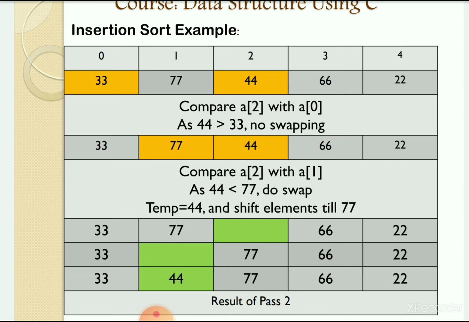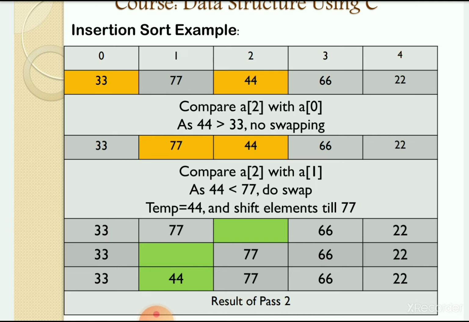Don't do the swapping actually. We are shifting the elements one place right. Look at this, I have shown it in green. 44 we store in a temporary variable and shift the elements till 77. We compare 44 with 77, so we have to remove the 44 and store it in a temporary variable. The space for 44 is blank. At that place we shift the 77. So 77 is in the place of 44 now, and the place of 77 is blank. At that place we insert the element 44. This is the shifting done in the second pass.